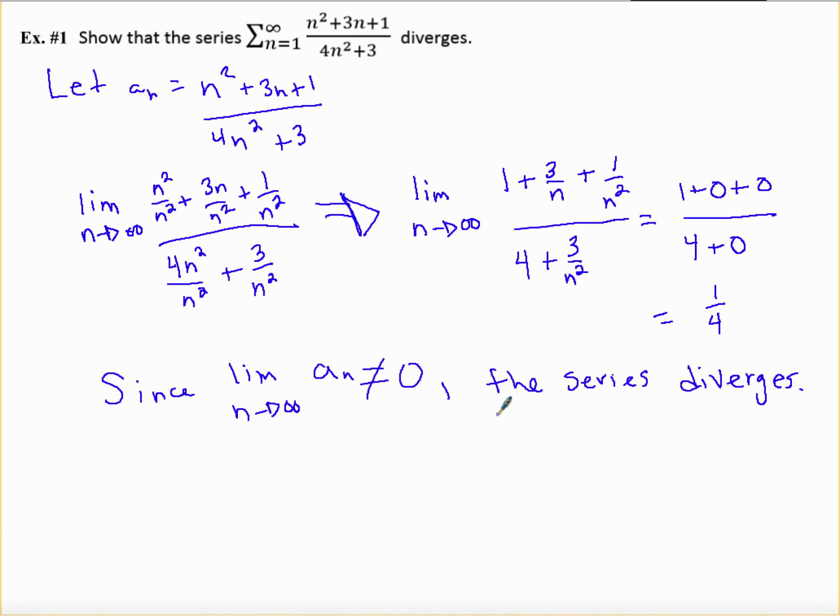And we're done. That is all we needed to do. So no need to show that it converges. In fact, we couldn't because this one diverged. It's a lot easier just to show that the limit doesn't equal 0. Hope you guys liked that.